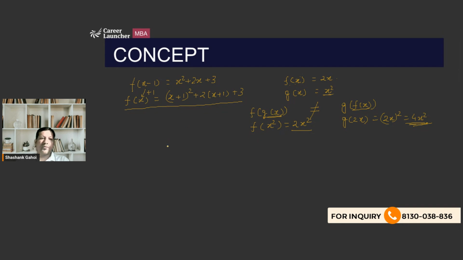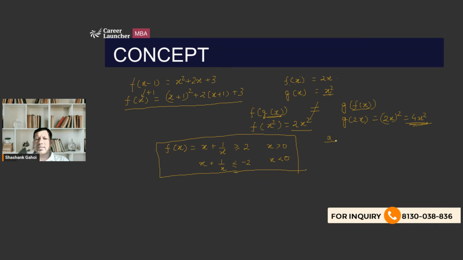Now there are a couple of functions that I think you should remember. There is this function: it is always greater than or equal to 2 if x is positive, and it is always less than or equal to minus 2 if x is negative. This is a very important point, and it has been used multiple times in CAT. So always take care of it, that x plus 1 upon x can be in multiple formats.